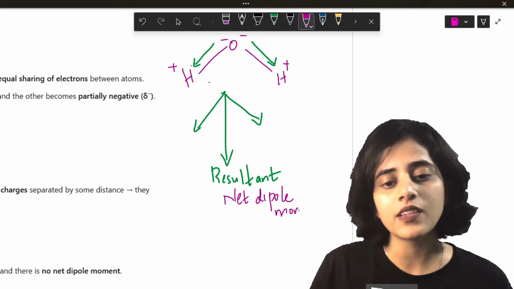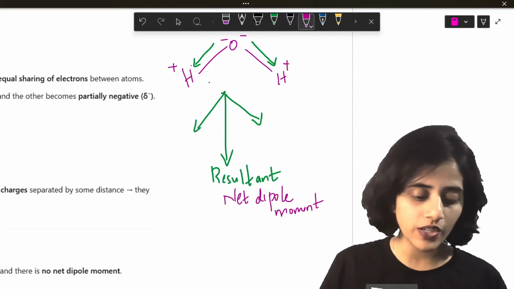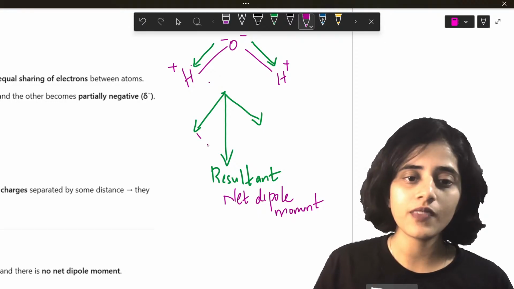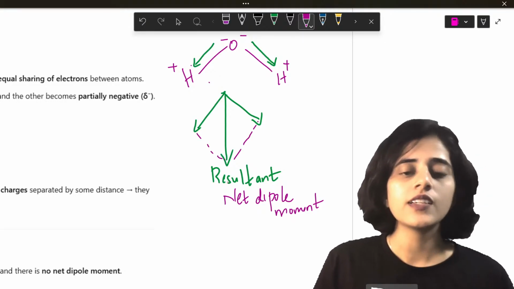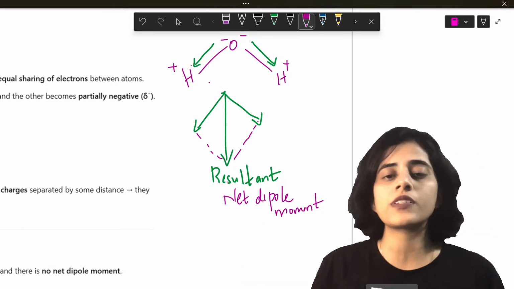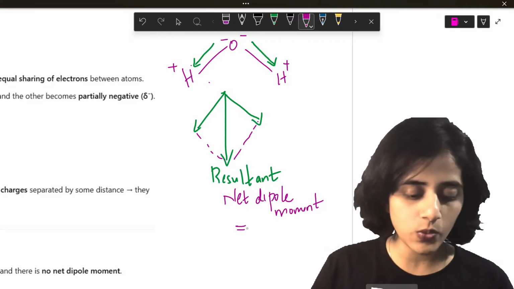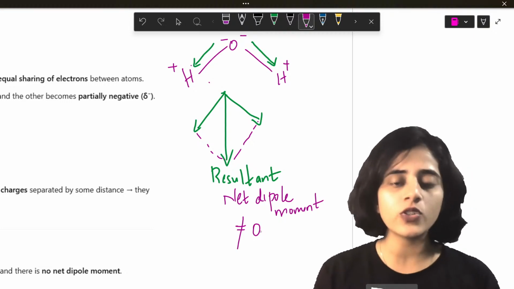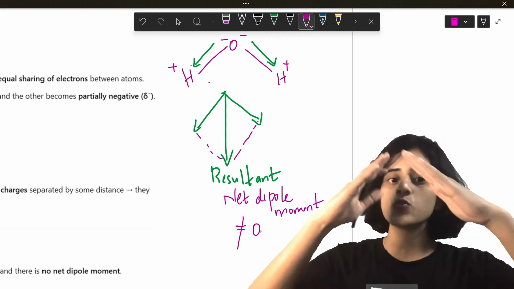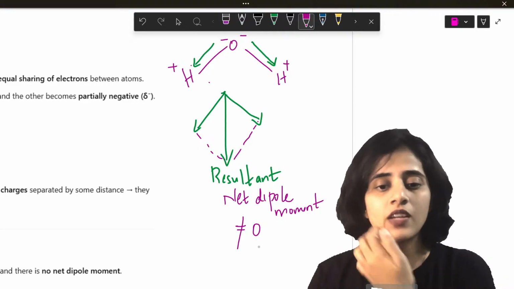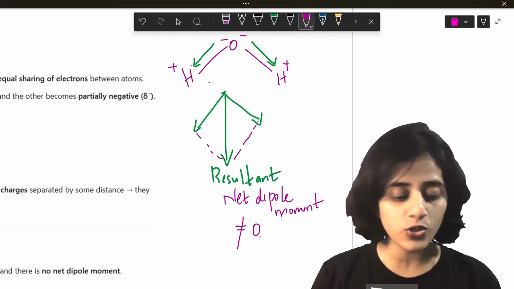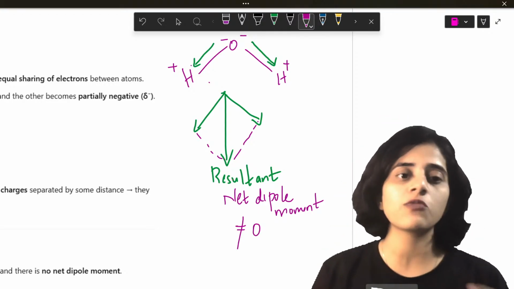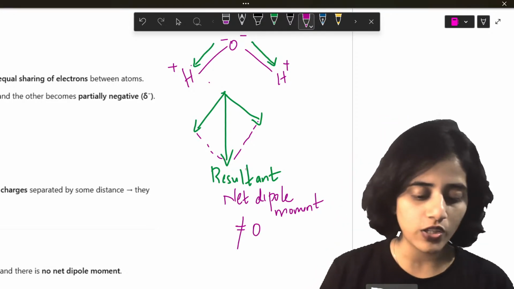So what will the net dipole moment of water be? Since there is one dipole here and one dipole here, it would never be equal to 0, because the resultant is through the center. So this will always have some value of dipole moment, which is along the central part. So these kinds of molecules are called polar molecules.